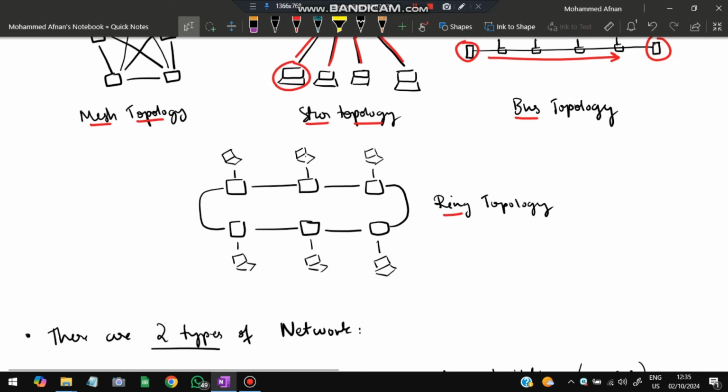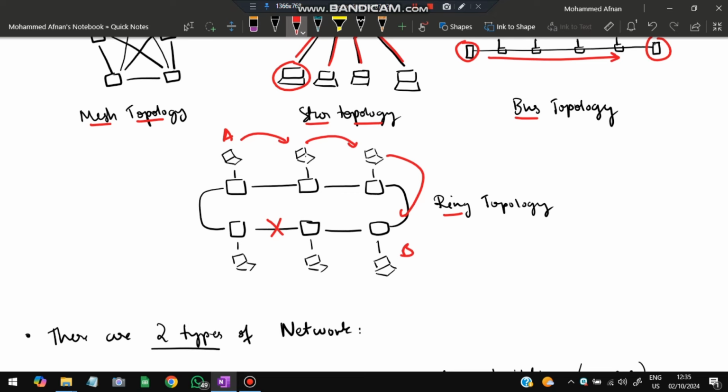In ring topology, we will be interconnecting all the devices, and suppose this is device A and this is device B. If device A wants to transfer the data to device B, it will first transfer to this one, and then this one, and then it will transfer to B. Like that it is connected. But the disadvantage here is that if one of the lines is broken, we cannot transfer the data between any of the systems.